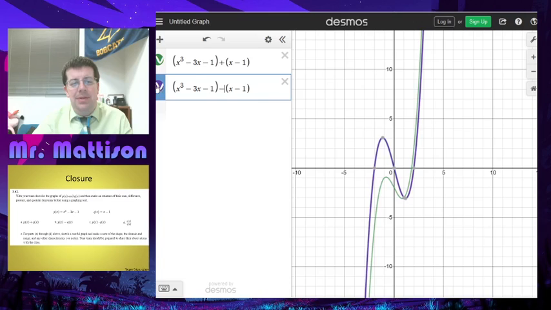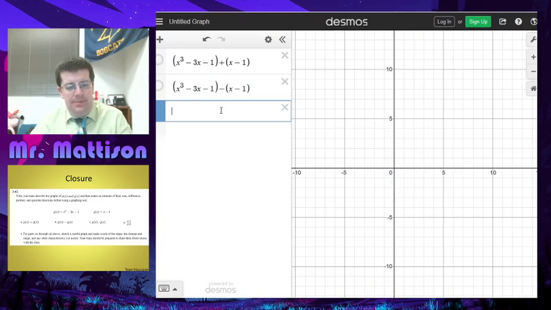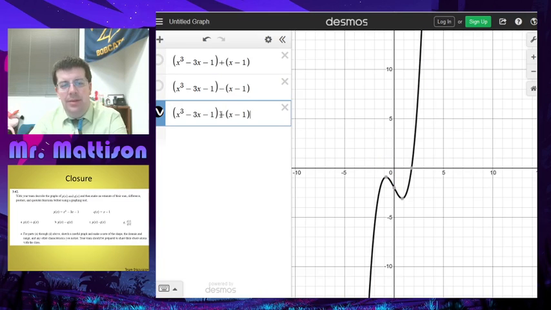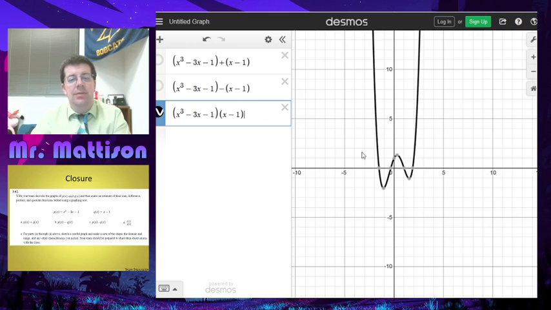Now, what happens if I multiply these? If I multiply them, my largest power is going to end up being x to the fourth, so I should see an x to the fourth graph, which is what I see, right? X to the fourth gives us these W shapes, and there we go. So there's my polynomial times my binomial. I got my fourth degree there.